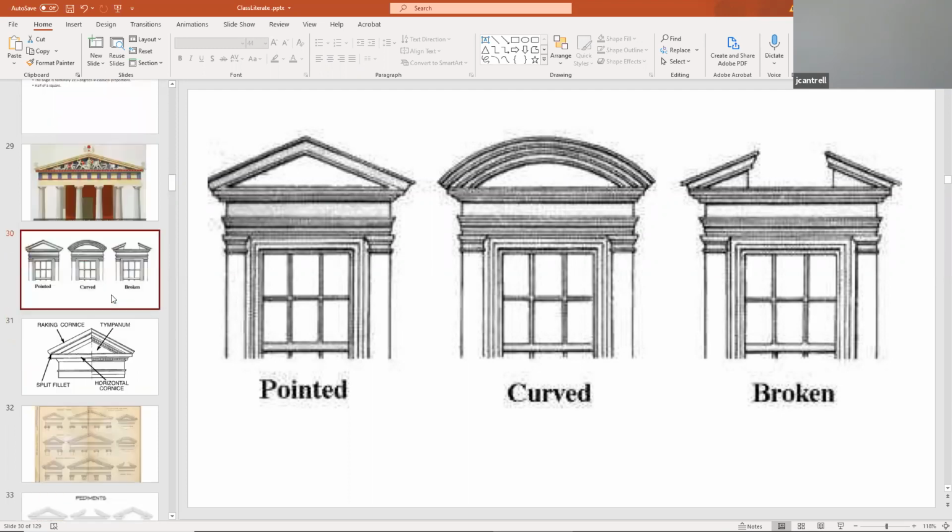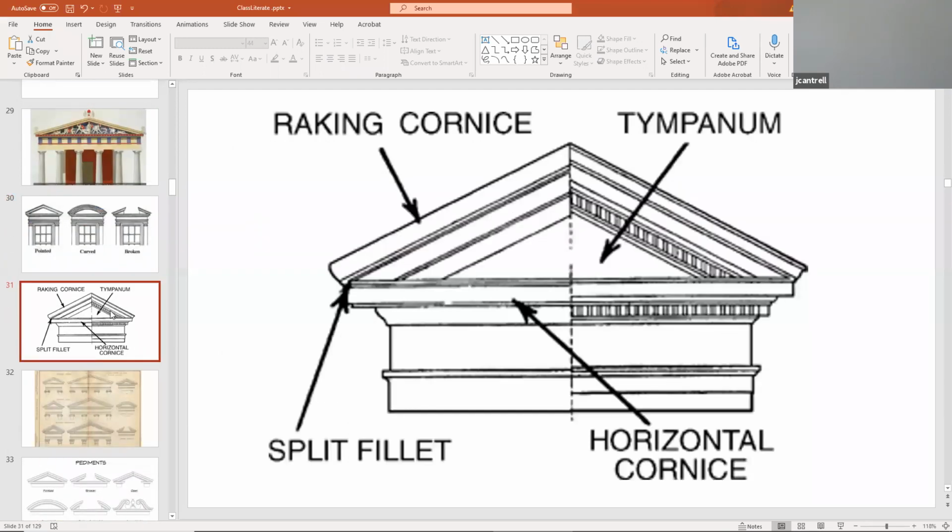Here's really the nomenclature of a classical pediment. The raking cornice is the diagonal angle of the roof, which is called the rake. The tympanum is the flat plane between the top of the cornice and the bottom of the rake profile.